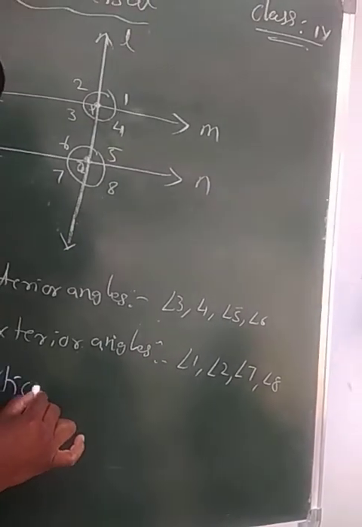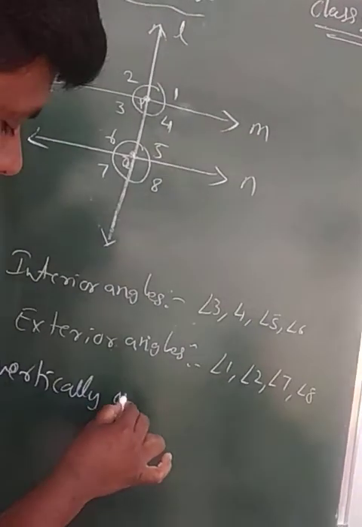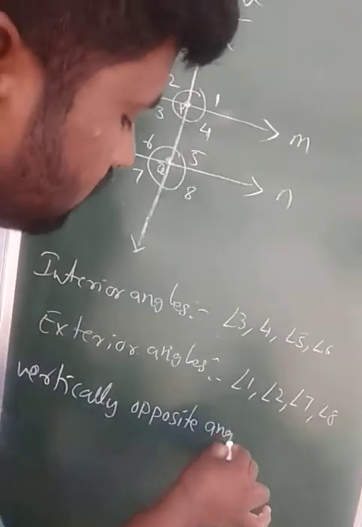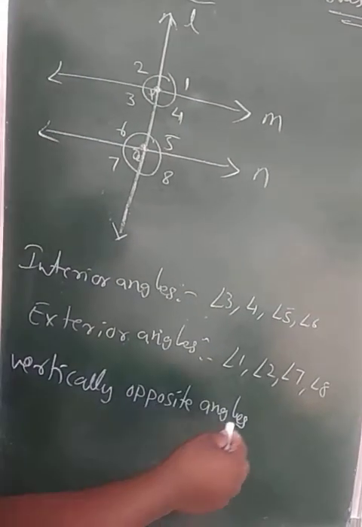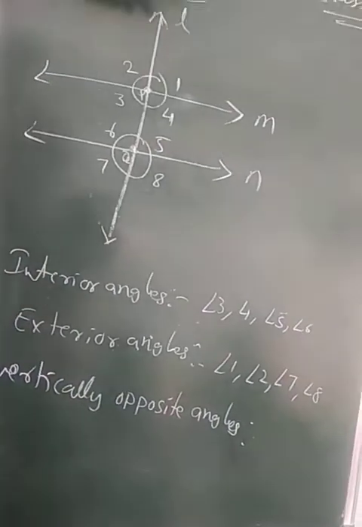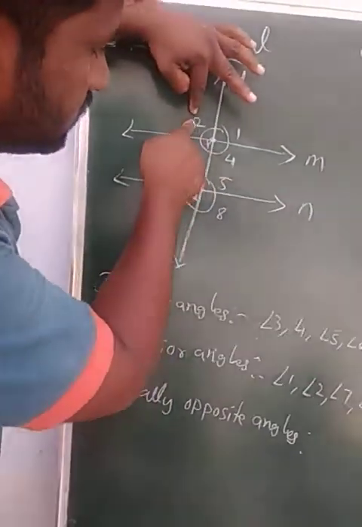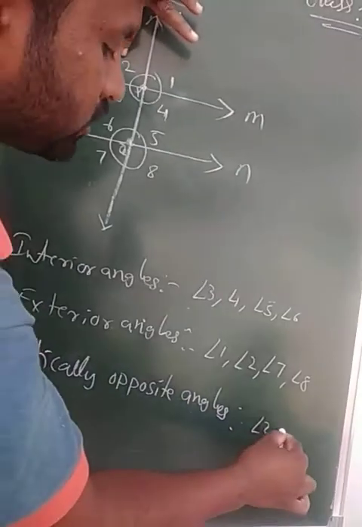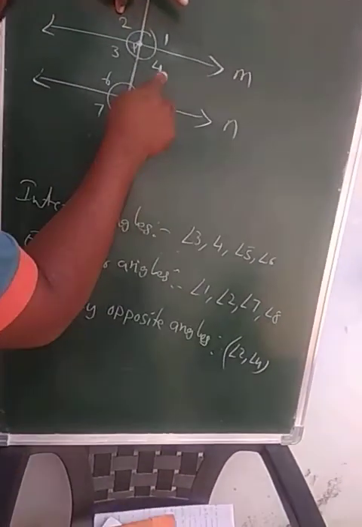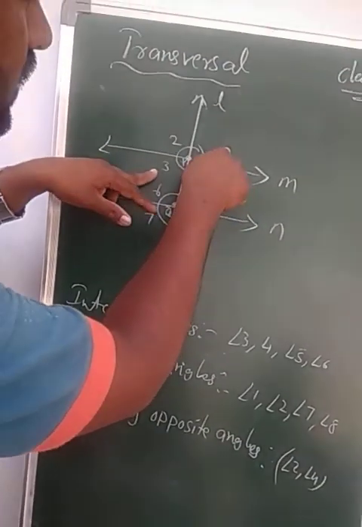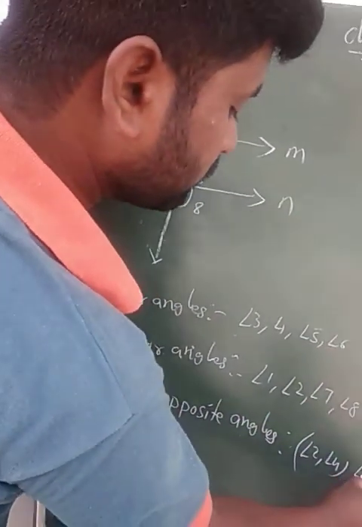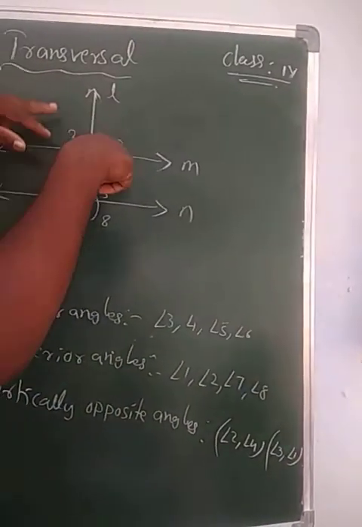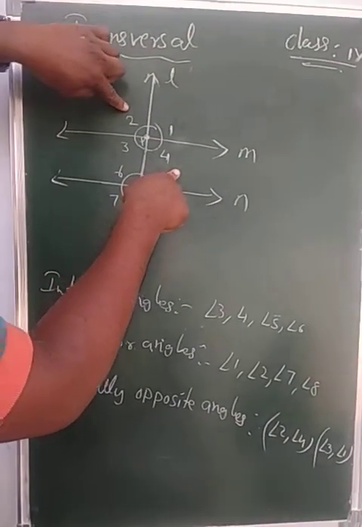Vertically opposite angles. Vertically opposite angles means what? See, these two are vertically opposite angles, means angle 2 comma angle 4, and as well as angle 3 comma angle 1. These two are vertically opposite, these two are vertically opposite.